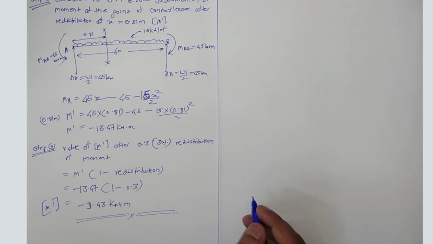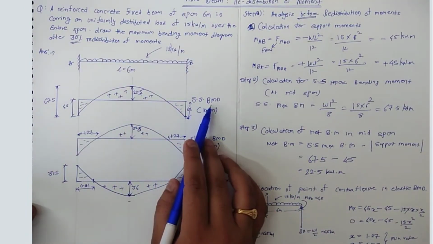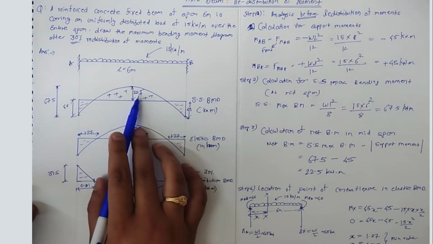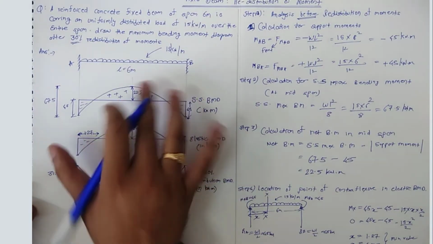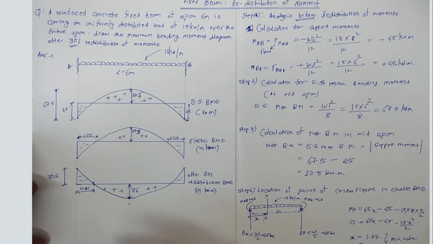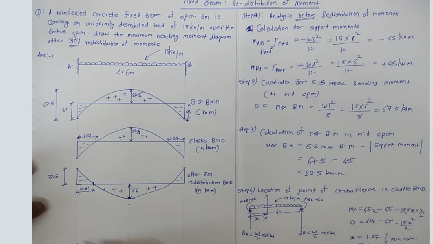And before concluding, I would like to revise once again. So this is the numerical we have completed. This is the simply supported bending moment diagram, where the support moments and the calculation for maximum bending moment at the midspan we have done. Then we have calculated the point of contraflexure. This is all before the application of 30% redistribution of the moments, and this is the diagram after the application of 30% redistribution of the moments. This is the BMD, and finally we need to draw the merged diagram of both.